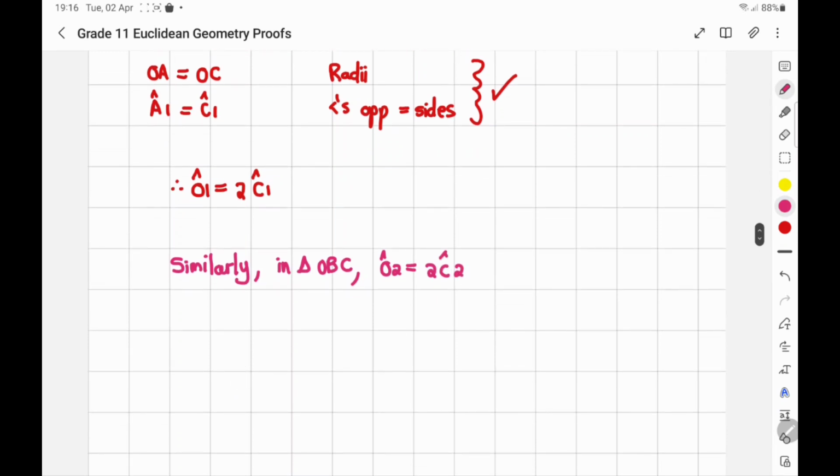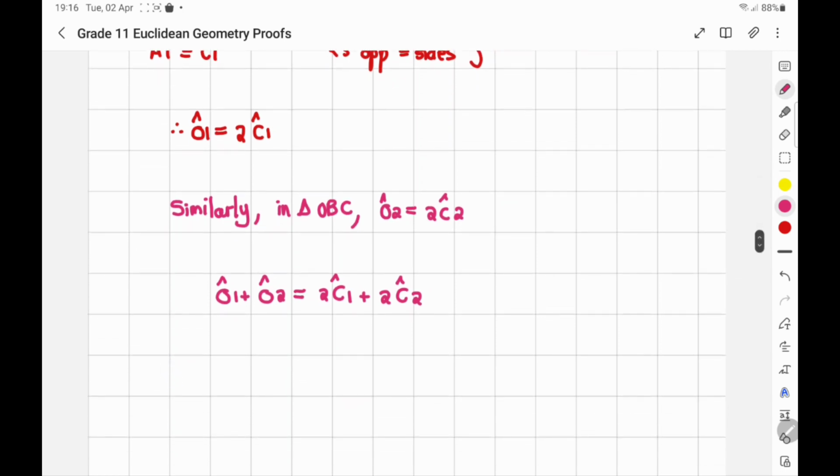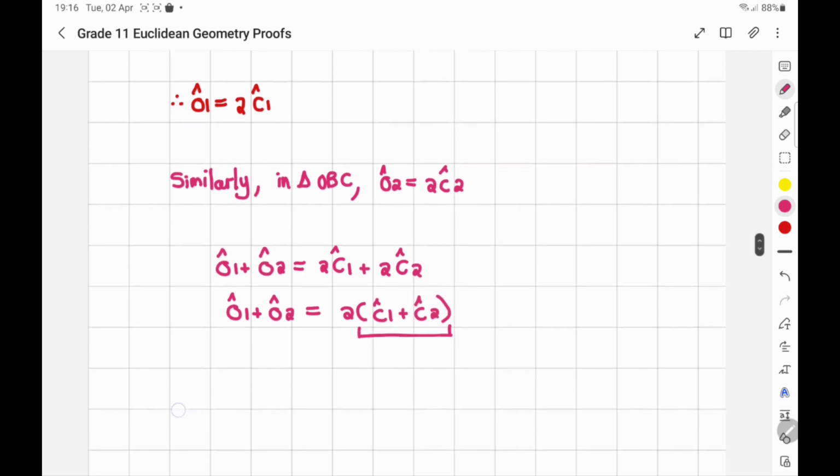And then with that, you can conclude that O1 plus O2 is equal to 2C1s plus 2C2s, which, if you factorize that and take out a 2, gives O1 plus O2 is 2 times the angle of C. So thus, angle AOB is equal to 2 times angle ACB. And there you have it.